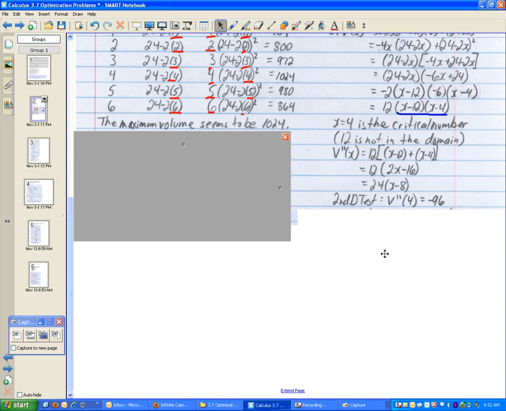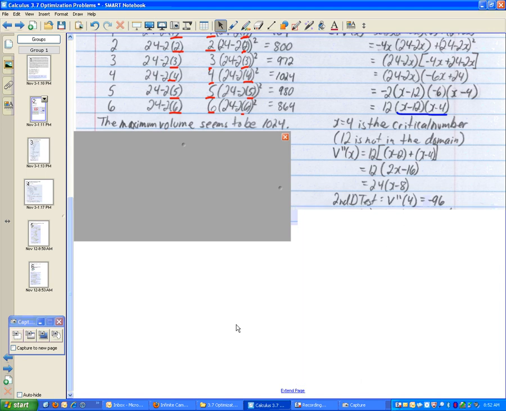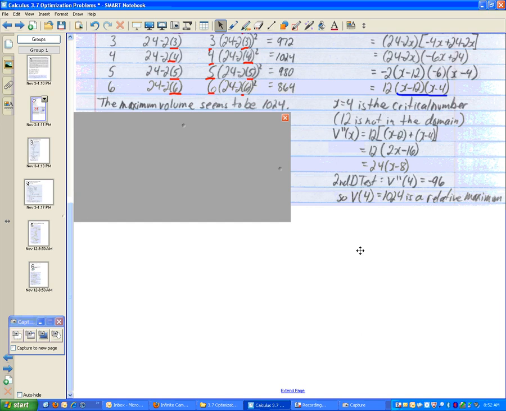But I got to state that it's the second derivative that I'm using, especially on the AP test. Well, on my test too. I'll make sure you have to do that. All right, so what do we conclude from all this then? Our whole point was to find the maximum volume, and we found it. So V of 4 equals 1,024 is a relative maximum. You got to put that. You got to put the 1,024.